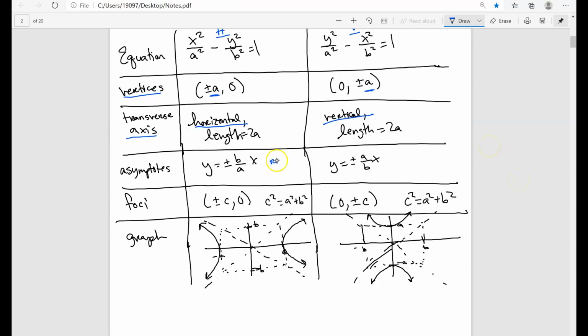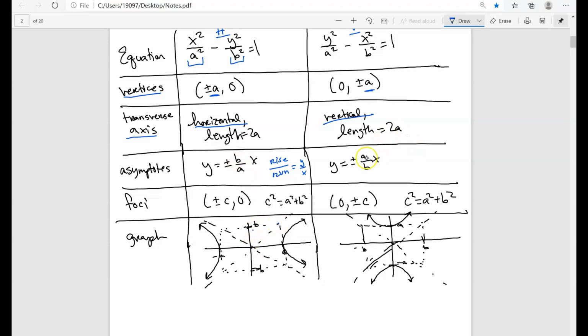So if you think about rise over run, remember that you're looking at the y divided by the x. So in this case, the y is going to be the b value and the x is going to be the a value. That's why we have b over a. And that kind of makes sense, right? Because you go up b units over a units.